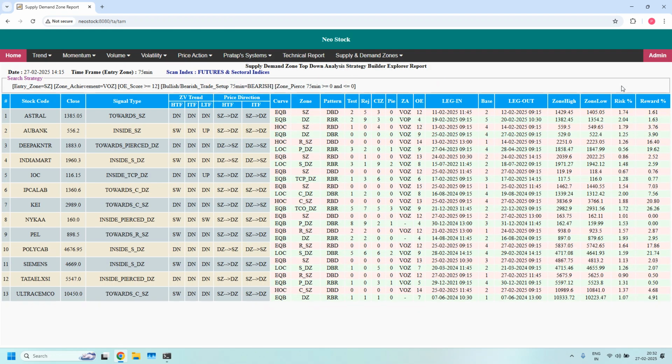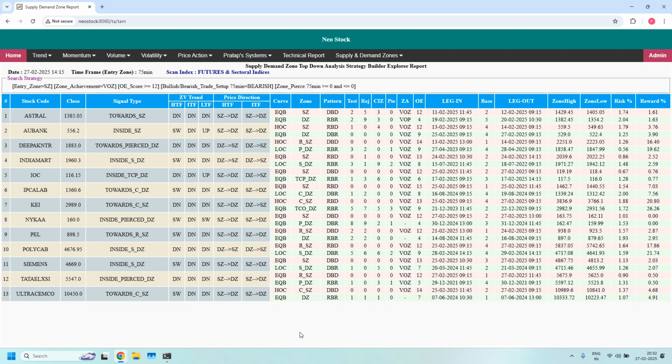With these filters, we got 13 stocks. So at present, these 13 stocks are supporting bearish trade setup for weekly income trade, and entry time frame zones are 75 minutes supply zones. So we should focus on these supply zones. These are the 75 minutes supply zones, and some of the supply zones are high liquidity zones.